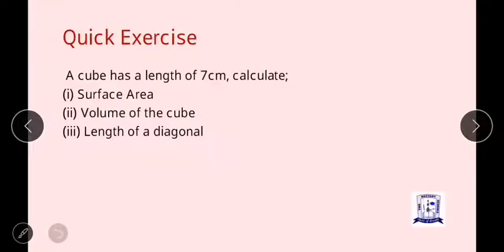The next slide is a quick exercise. At this juncture, I would want you to pause this video and read the exercise, analyze it, interpret it, understand it, and solve this question. Solve the question before you move on to the next slide.